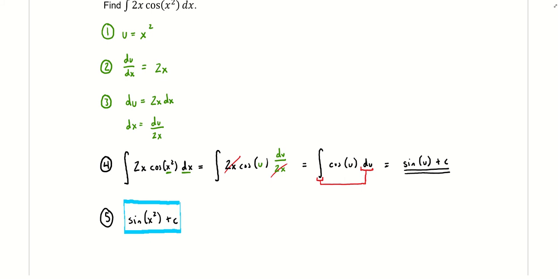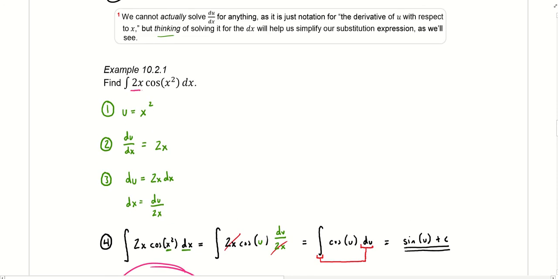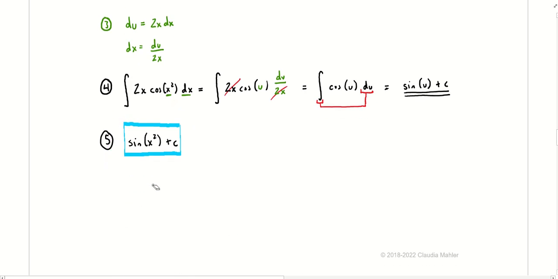Now remember, with integrals, they're really nice in the sense that we can check our work. And I can check my work, I'll do that here with this one, by differentiating this and seeing if I get my original integrand, the thing I was integrating. Let's see if we do. Let's check it. So to check, I'm going to take the sine of x squared plus c, and I'm going to differentiate it, take its derivative.